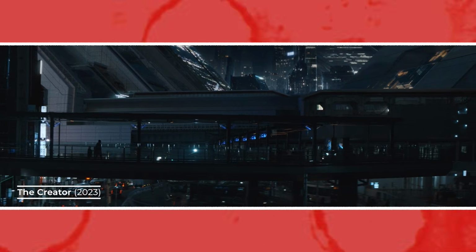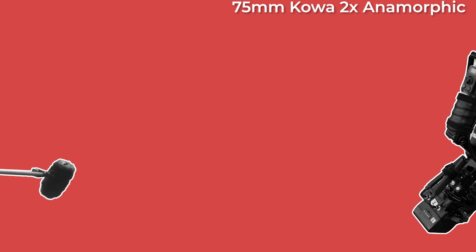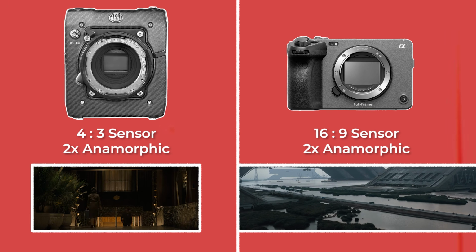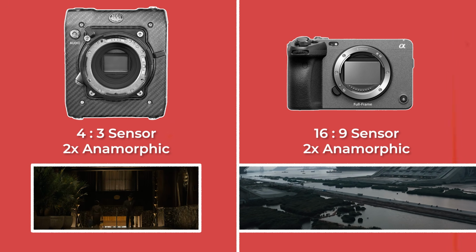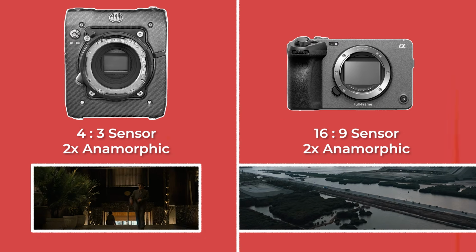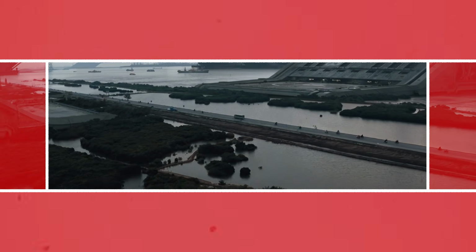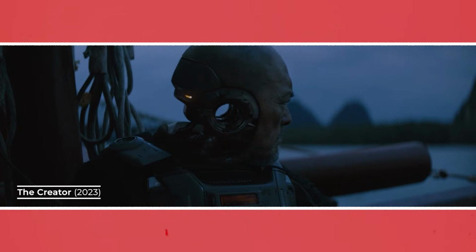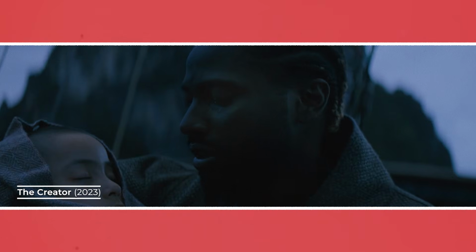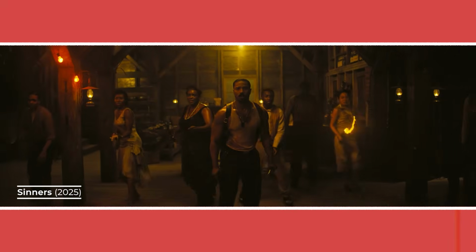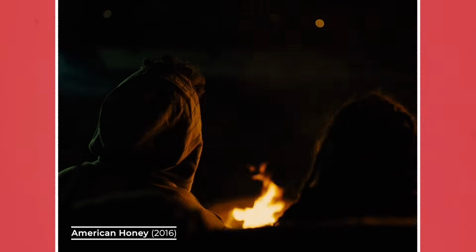For example, The Creator was shot on a Sony FX3 with a 16:9 sensor, with 2 times anamorphic lenses, instead of the 4:3 sensor that is usually used to shoot the anamorphic format. This produced a super wide image, which could later be cropped to get to their final 2.76 to 1 aspect ratio. Now that we've covered some of the wider aspect ratios, let's get to some taller ones.